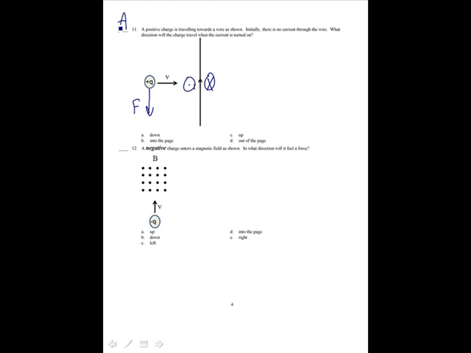That's option A. Negative charge enters the magnetic field as shown. What direction will it feel a force? All right, so V is up, B is out of the page. That tells you that it should be right, but notice it's a negative particle, so the force is to the left, the opposite of what you find for the right-hand rule.